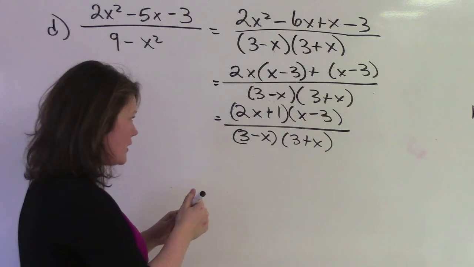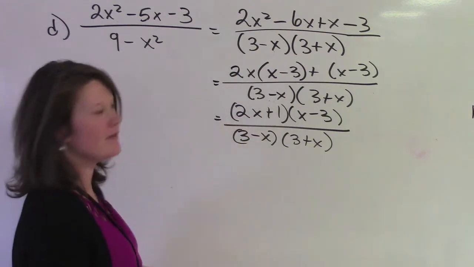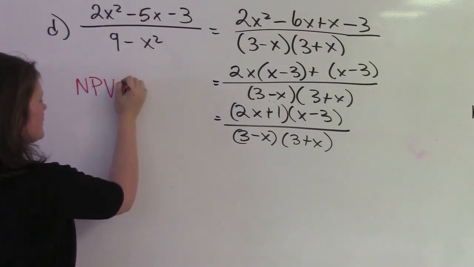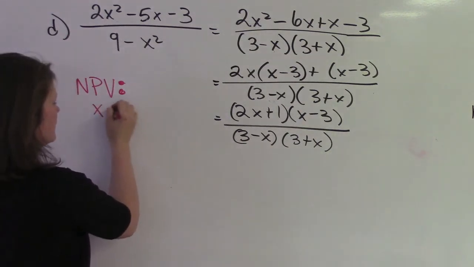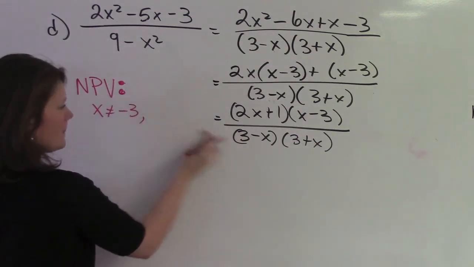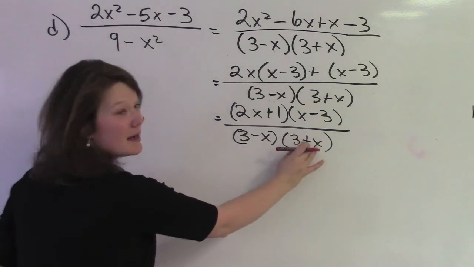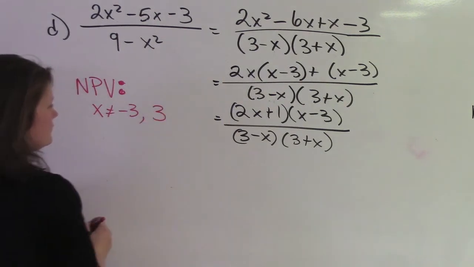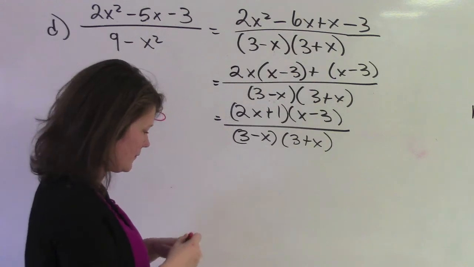So let's take a pause at this point, just because we have both nicely factored. The non-permissible values. x cannot equal positive 3, and x cannot equal negative 3. Another way we can write it is that plus-minus 3 thing.